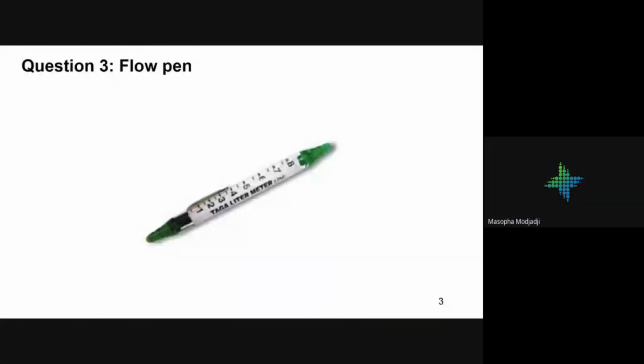Thanks, Moabi. Yes, there's a way that flow can be measured. There's a device called a flow pen, also known as a liter meter, shown there on the slide. This device is used to measure and verify the liters per minute flow that the concentrator has been set to supply to the patient on the flow meter.